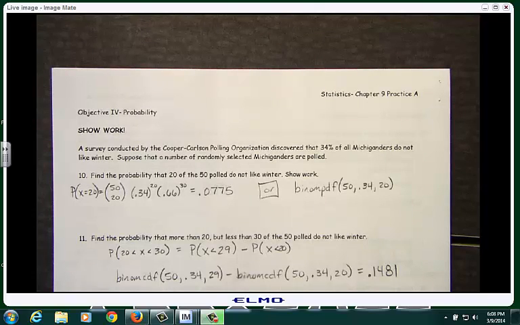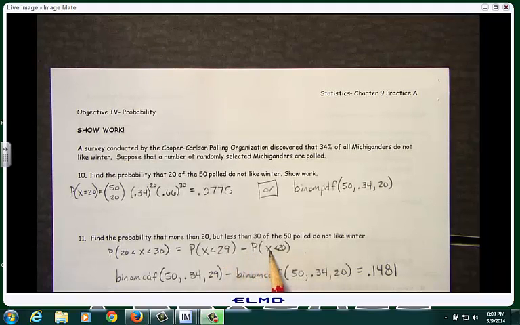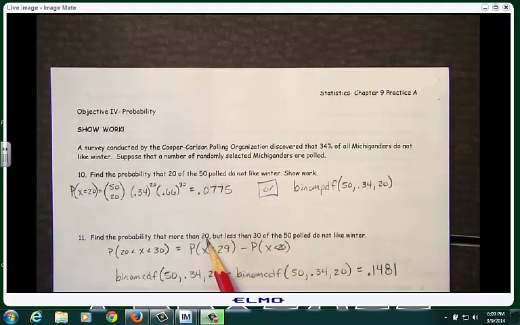The next problem says find the probability that more than 20 but less than 30 of the 50 polled do not like winter. So I wrote that out as a single probability. The probability that 20 is less than x, which is less than 30. That's equal to the probability of x less than or equal to 29 minus the probability of x less than or equal to 20. 30 became 29 because we don't want 30 involved, just less than that, so that would be 29 and below. But we want it to be more than 20, so 20 isn't in our numbers, so we can subtract 20 and below off from that.